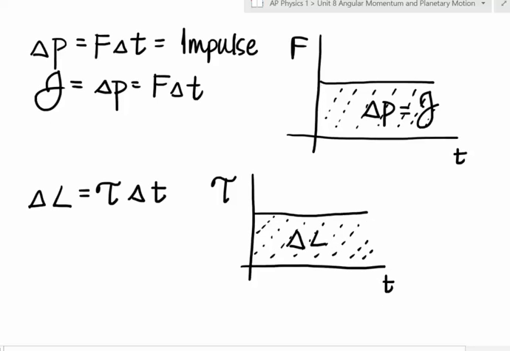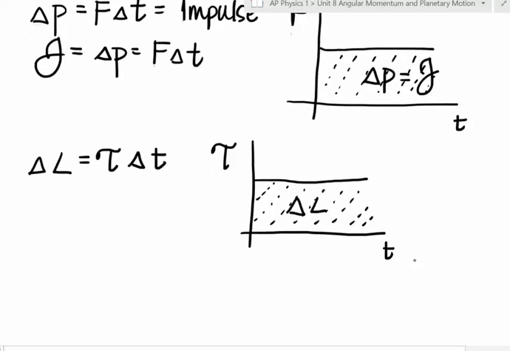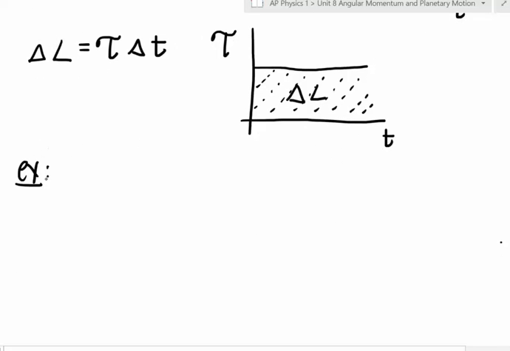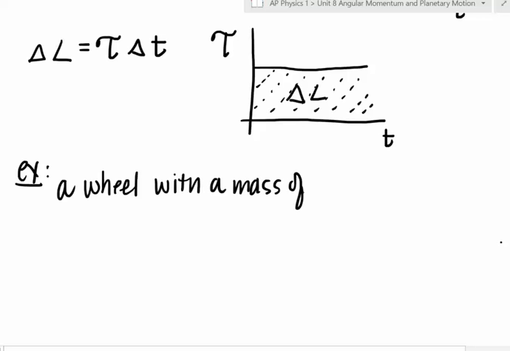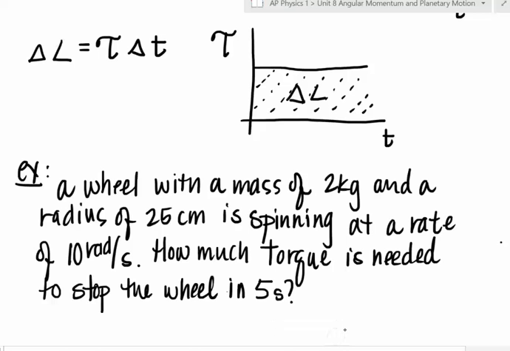Okay, so let's look at an example where we take a wheel with a mass of 2 kilograms, radius of 25 centimeters, spinning at a rate of 10 radians per second. How much torque is needed to stop the wheel in 5 seconds?